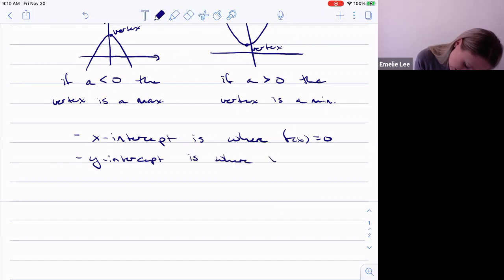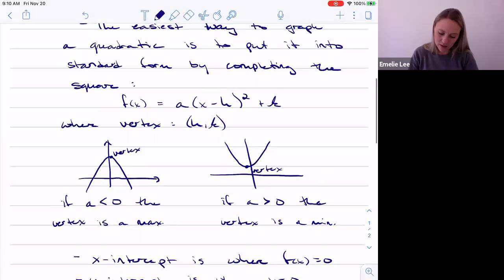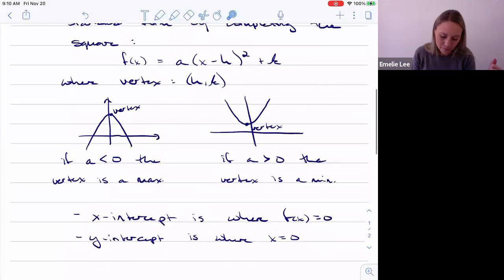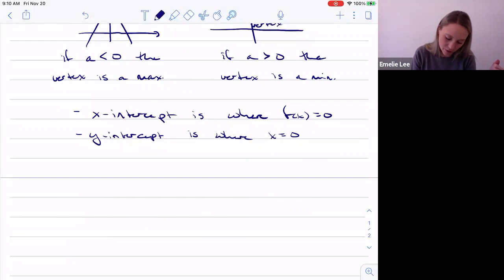Is where x equals 0. So depending on what you prefer, you can either use x equals 0 in here and solve for f of x, or you could use the original equation. I always like to think of it as you put a lot of work into putting it into standard form, so why not use the standard form? Sometimes you might want to use the original just to make sure that you're on the right track. But you can always confirm all your work using Desmos.